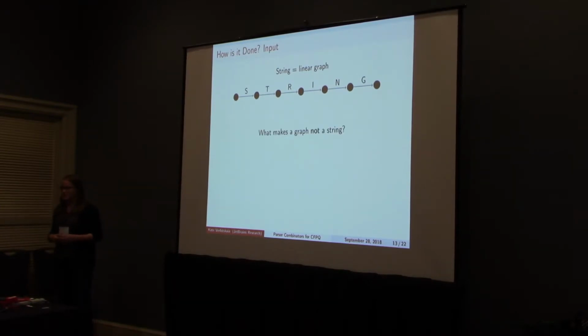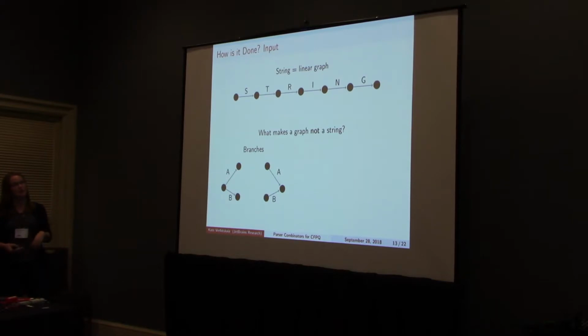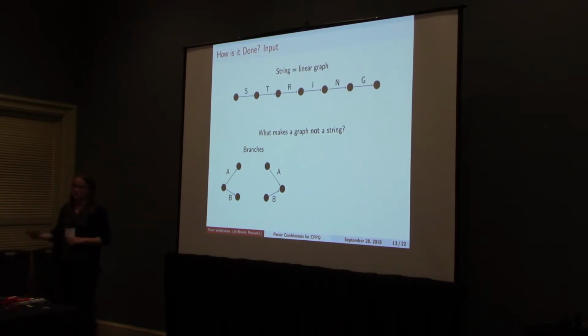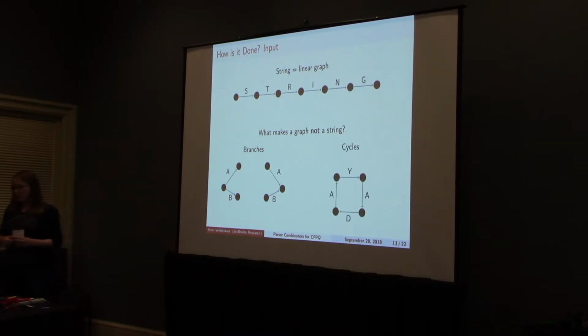We compute some intermediate parsing result for every input symbol until we get to the end, and there's our result. But what makes a graph not a string? There are two things which make a graph not a string. First, it's branches, and branches can be outgoing and incoming. Outgoing means that for some input position we have more than one next input position, as compared to the string where we have only one at each position. And incoming means that for several input positions we have one equal input position as the next one. The other thing is that we can have cycles in the input graph, but they don't really differ from the incoming edges in terms of how we run parsers on them.